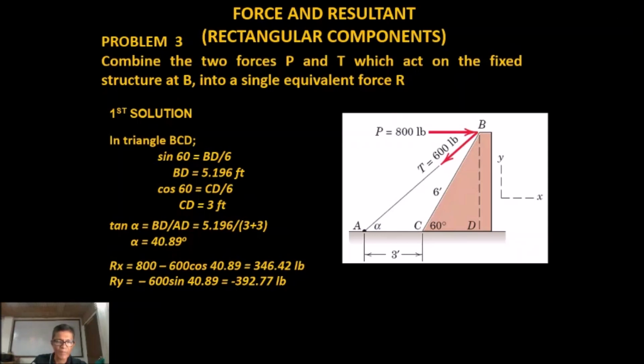392.77 pounds. So R, by the Pythagorean theorem, is equal to the square root of 346.41 squared plus 392.77 squared, and that is equal to 523.71 pounds. Okay, that is our result for R. Then, as practice, you can get the angle of inclination of R.